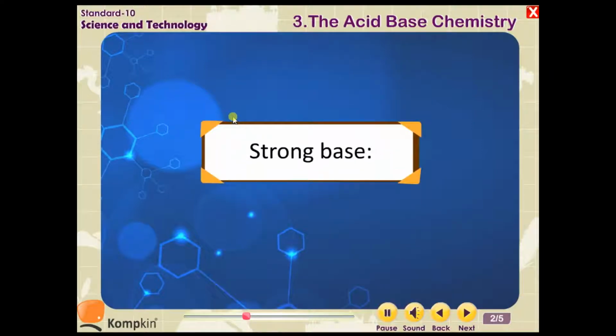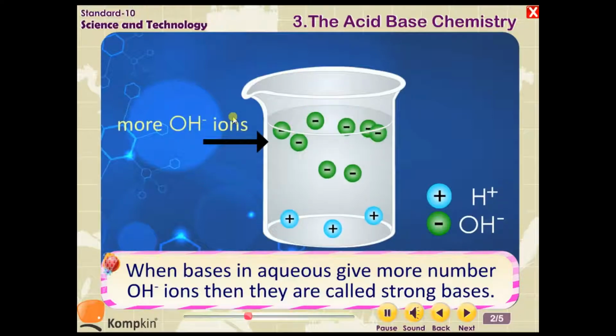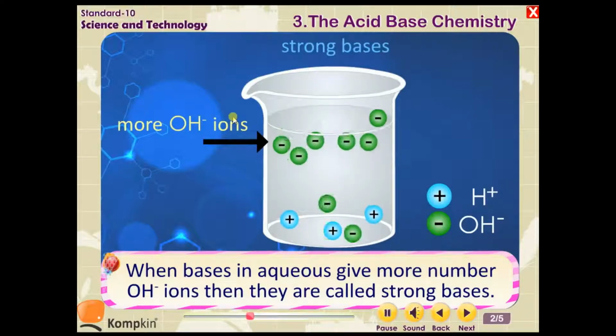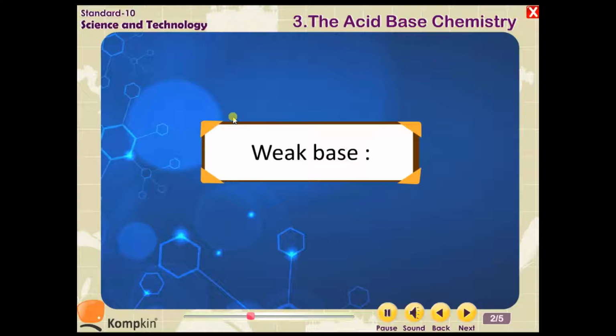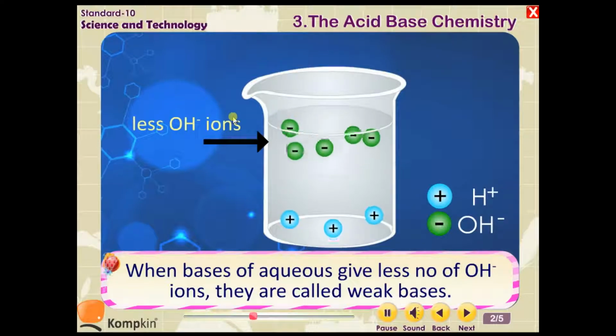Strong base. When bases in aqueous solution give more OH- ions, they are called strong bases. Weak base. When bases in aqueous solution give fewer OH- ions, they are called weak bases.